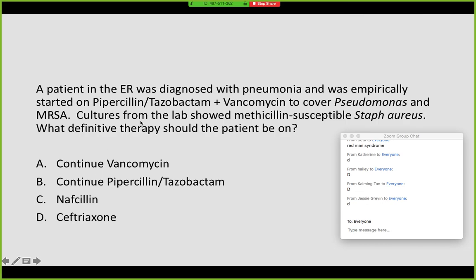A patient in the ER is diagnosed with pneumonia and empirically started on piptazo and vancomycin to cover Pseudomonas and MRSA. Cultures from the lab show methicillin susceptible Staph aureus. So what definitive therapy should the patient be on? This is a harder question. I'll just give you that.